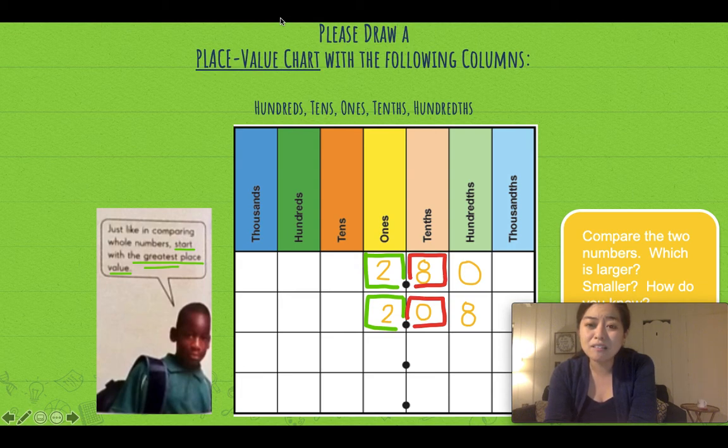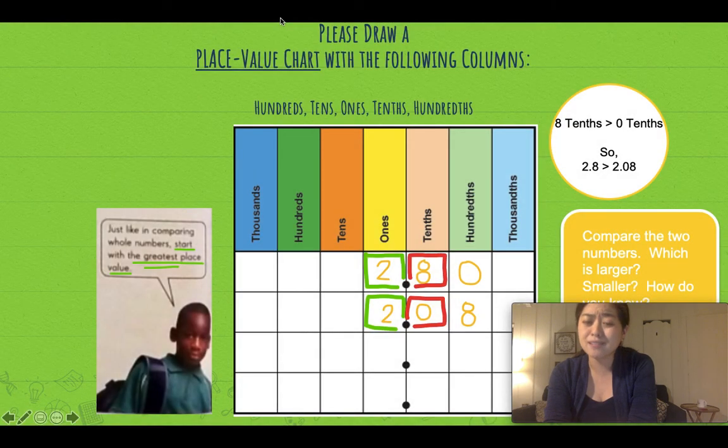So now, let's see. 8 and 0 are different. So now we can compare the numbers. We can see which one is bigger and which one is smaller. 8/10 and 0/10. Which one's bigger? Which one's smaller? Well, 8/10 is greater than 0/10. This means then 2.8 is greater than 2.08.